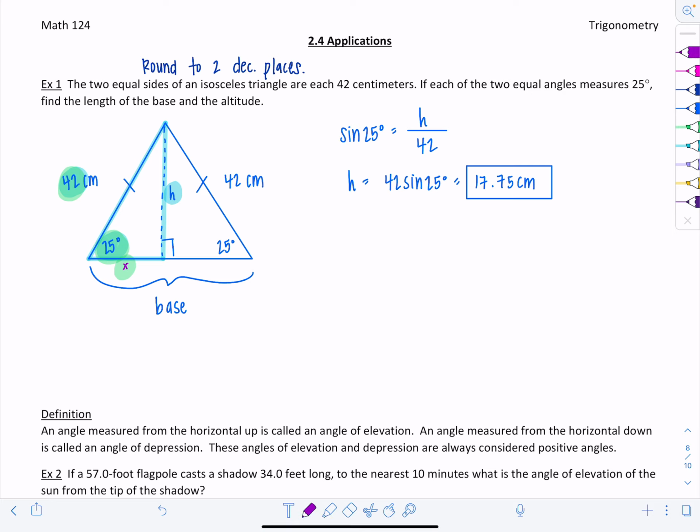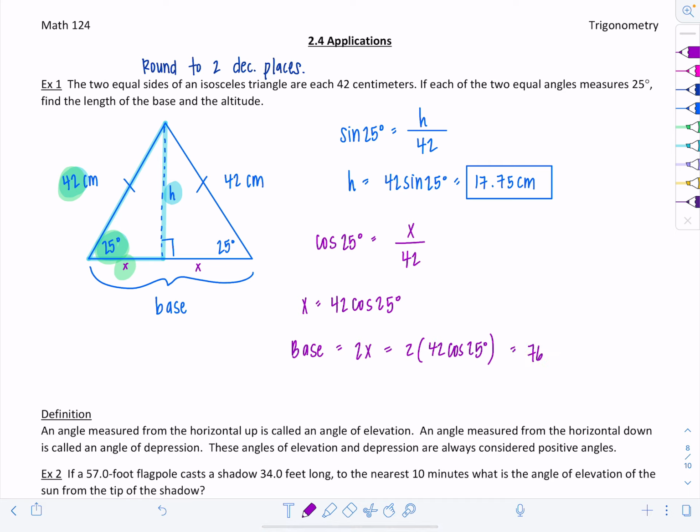So that means cosine of 25 degrees is equal to x over 42. So x is going to equal 42 times cosine of 25 degrees. Well, that's not the base. The base is actually equal to 2x. So the base, which is 2x, is going to be 2 times 42 times cosine of 25 degrees. You do that in your calculator, and you should get 76.13 centimeters.